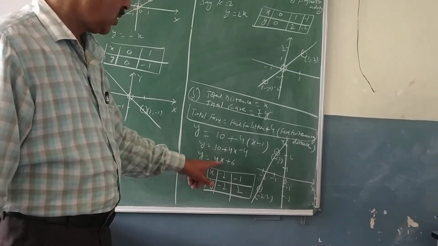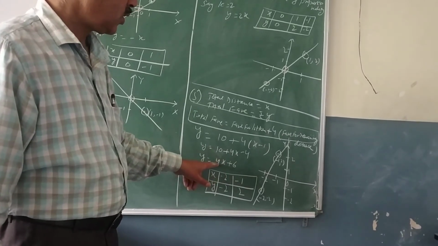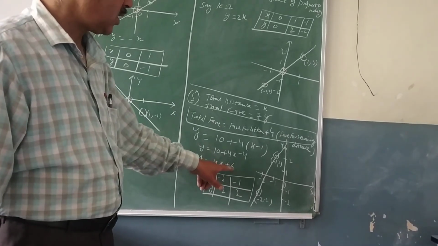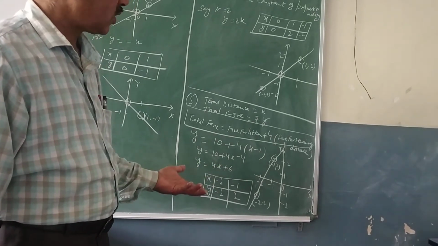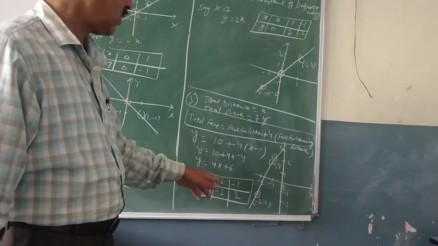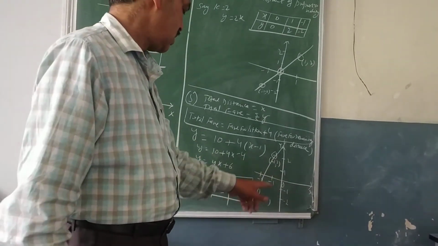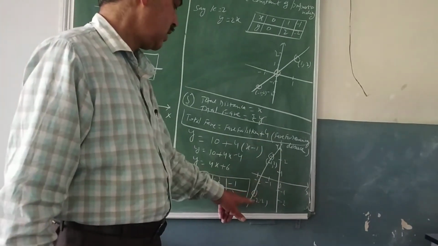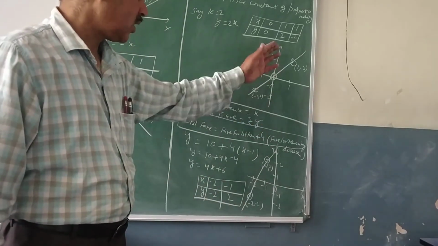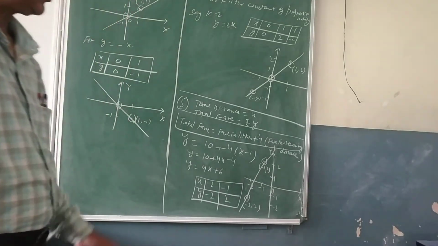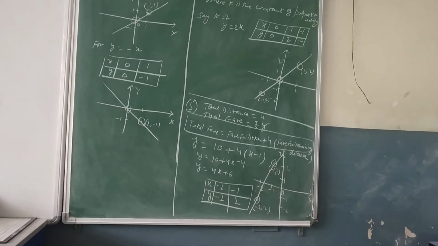Then you put the values of x as I have taken minus 2, so 4 into minus 2 is minus 8, plus 6 again will be minus 2. Then I have taken x is minus 1. Any values you can pick, whatever you want. I have taken minus 2 and minus 1 and I am getting these points. When you will be plotting these points, here it is minus 1 and 2 and here it is minus 2 and minus 2. You join both, they will be lying on the straight line and the graph will be there. So that's all about the solution of all the 5 questions of the assignment.